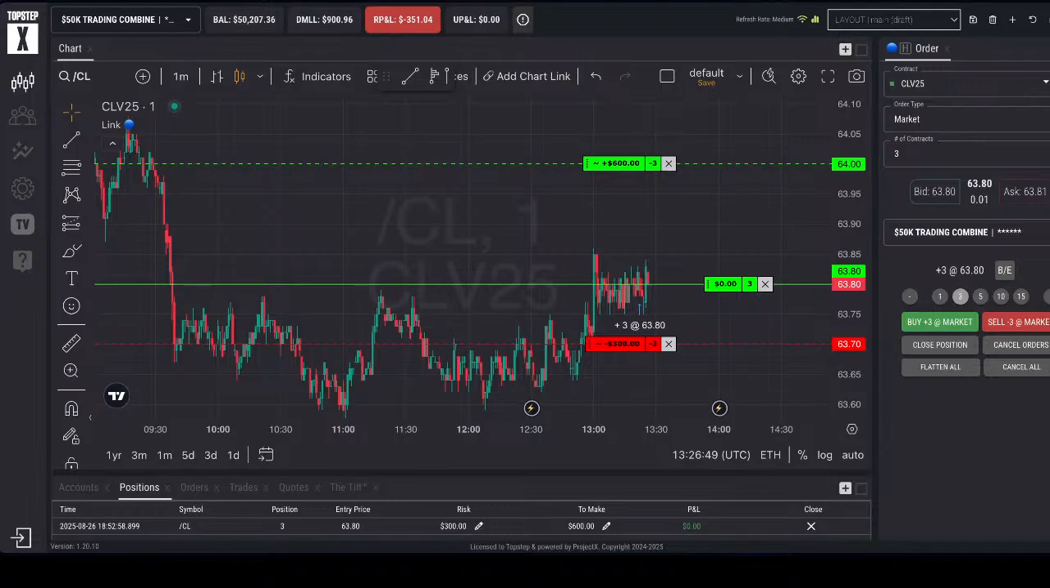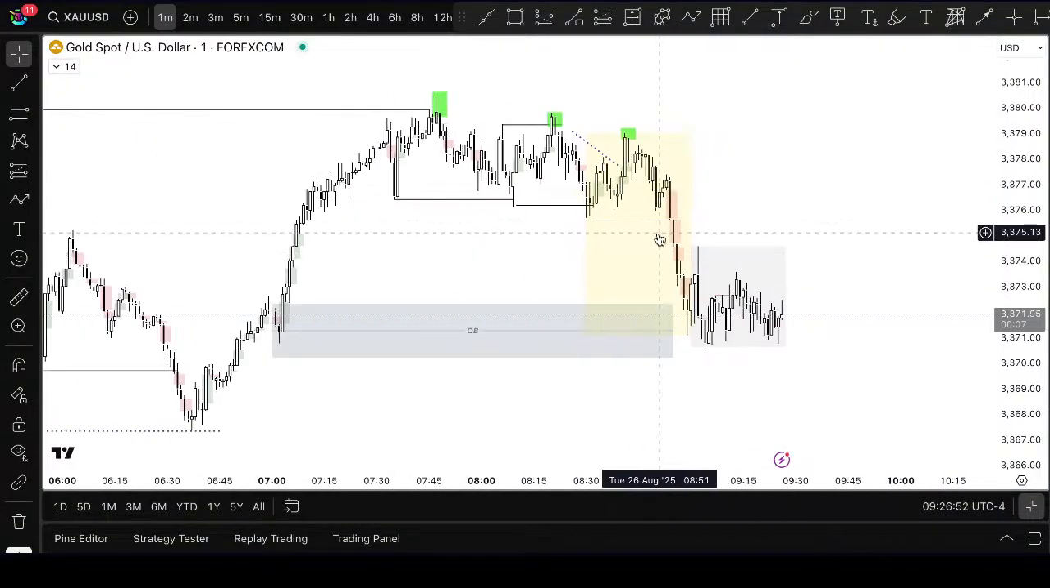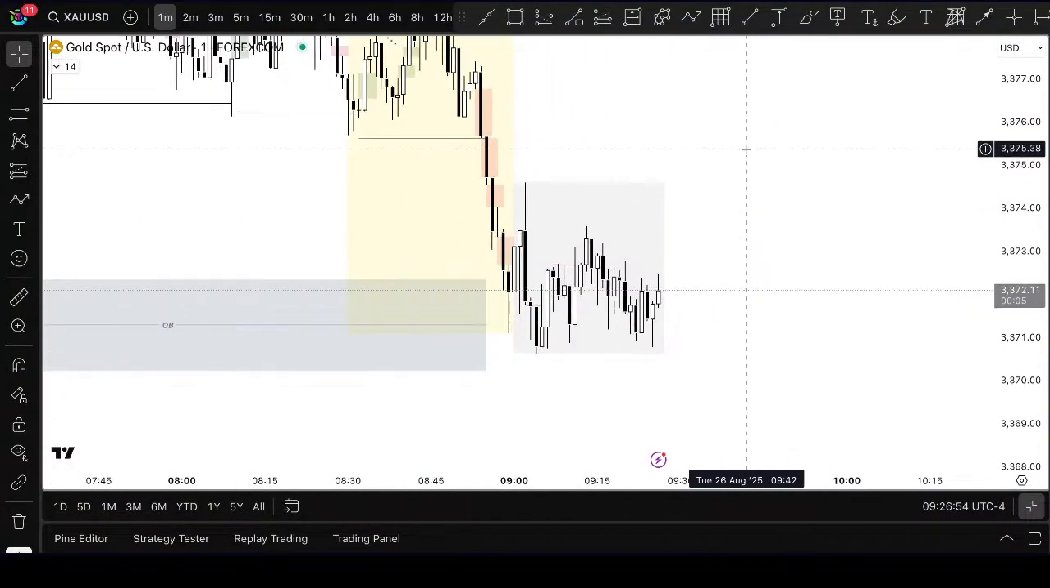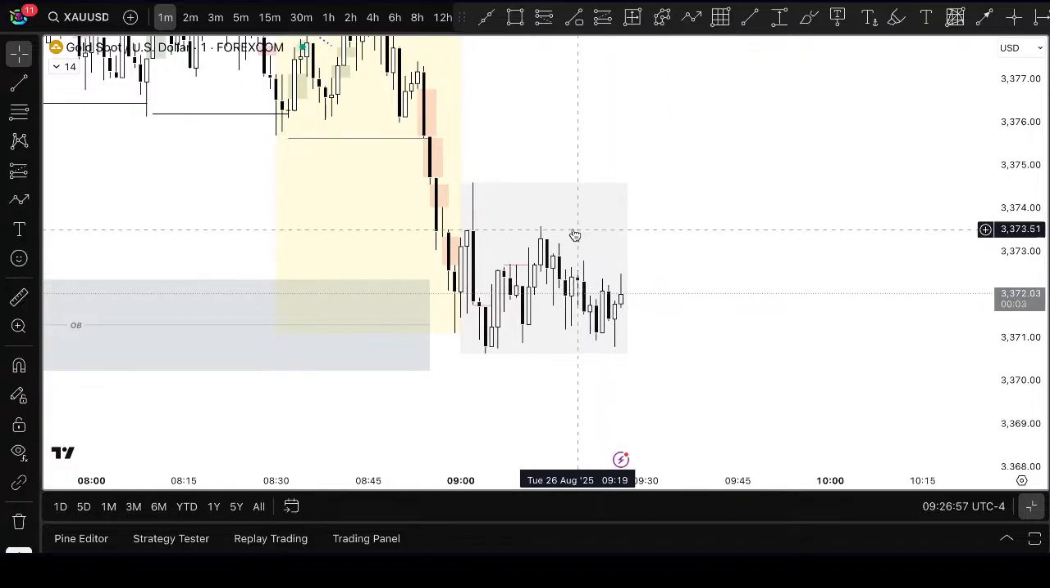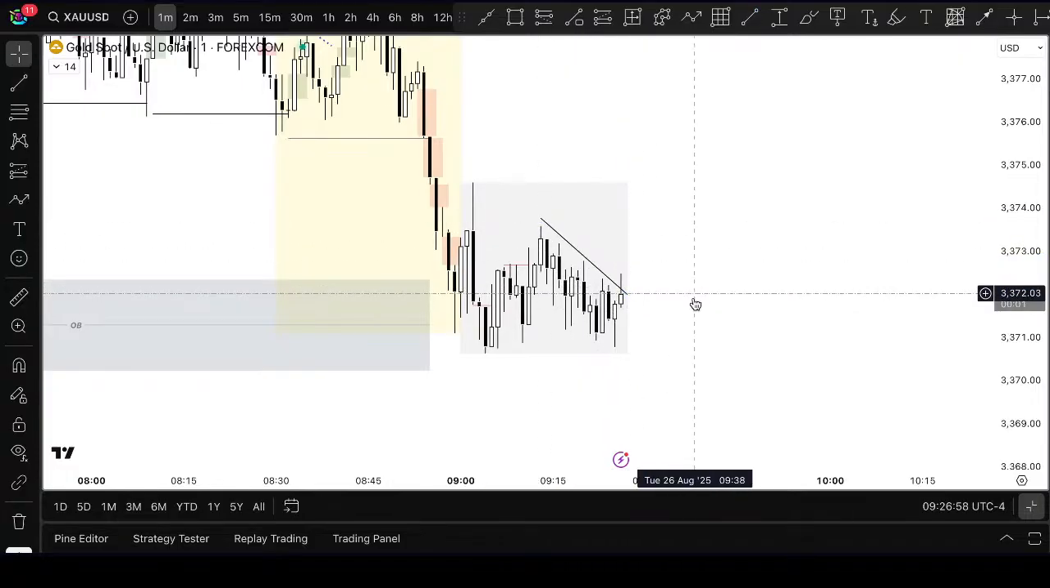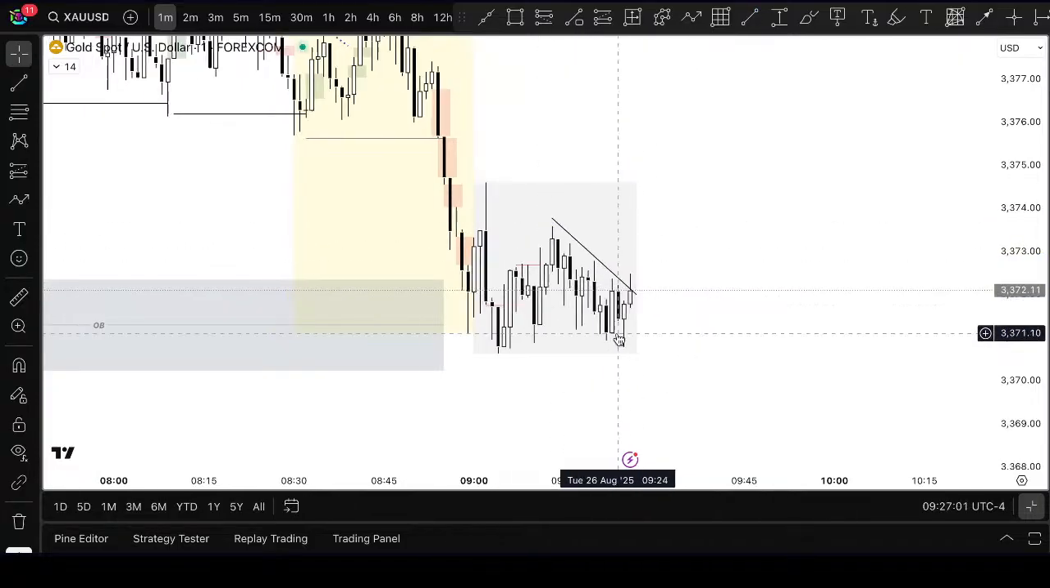Yeah, anything can happen. What's happening to the gold? Gold is trying to go up, but it's not going up. Yeah, the liquidity here. Yeah, let's see.